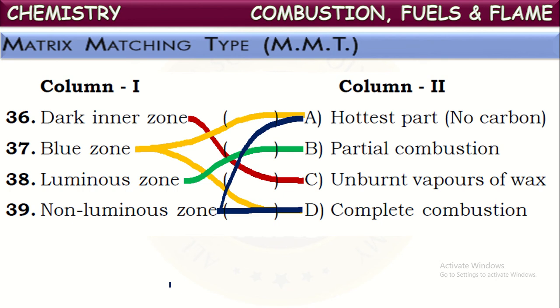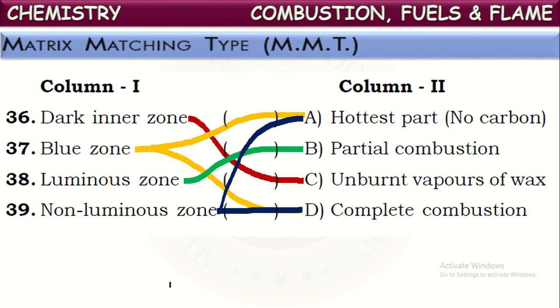Observe once the different zones and their characteristics, what is happening in the flame. Darkest zone or dark inner zone is the innermost zone where vapors of wax remain unburnt, and the blue zone is the outermost zone, the hottest part in the flame, where complete combustion of vapors of wax takes place. Next, luminous zone is the middle zone where partial combustion of vapors of wax takes place. Okay, it has a moderate temperature.